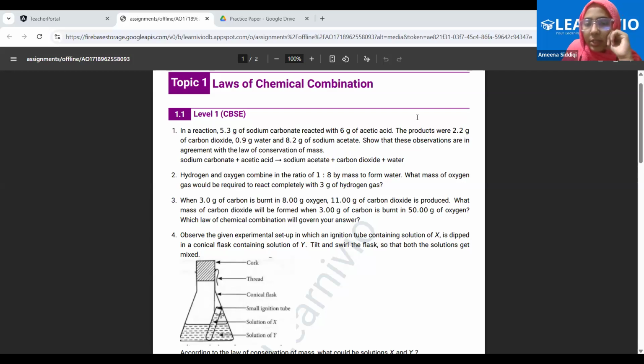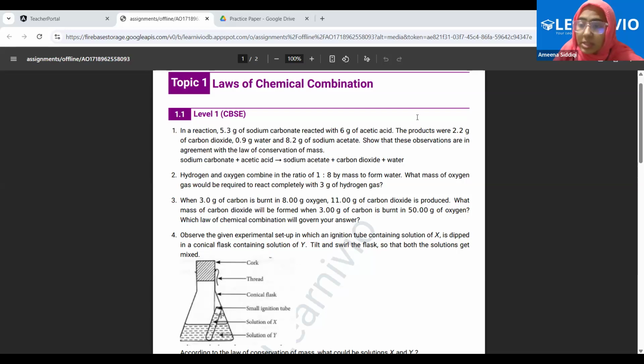5.3 grams sodium carbonate reacted with 6 grams of acetic acid. So these become the reactants. Sodium carbonate and acetic acid become the reactants. Okay. What are the products that we are having? 2.2 grams of carbon dioxide, 0.9 gram of water, and 8.2 grams of sodium acetate.